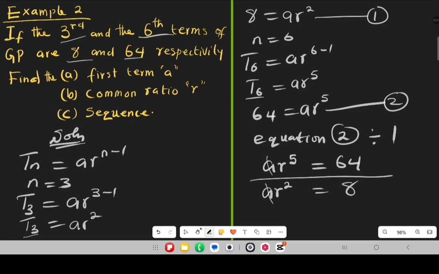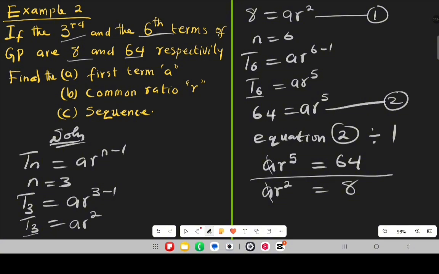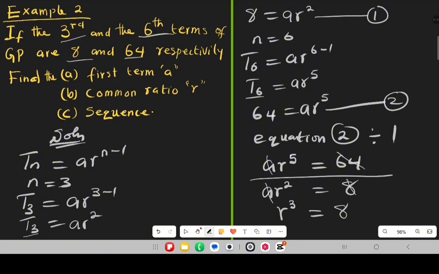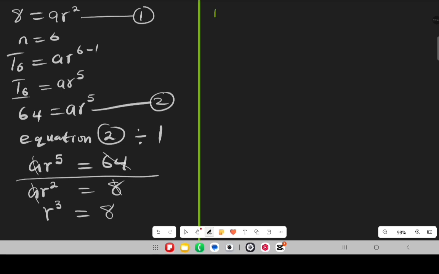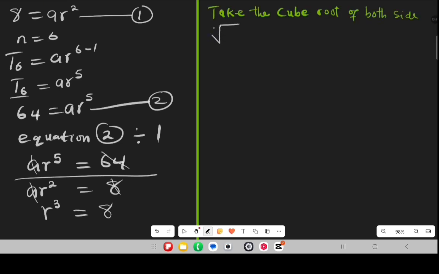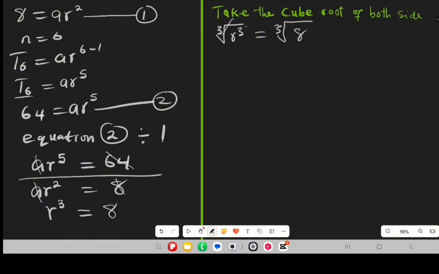Now, we cancel a. r raised to the power of 5 divided by r raised to the power of 2 gives r raised to the power of 3, equal to 64 divided by 8, which gives us 8. Then we move further. We take the cube root of both sides. That is the cube root of r raised to the power of 3 equal to the cube root of 8. The cube root cancels the cube, left with r equal to the cube root of 8, which is 2, because 2 is the smallest number that can multiply itself 3 times to give us 8.